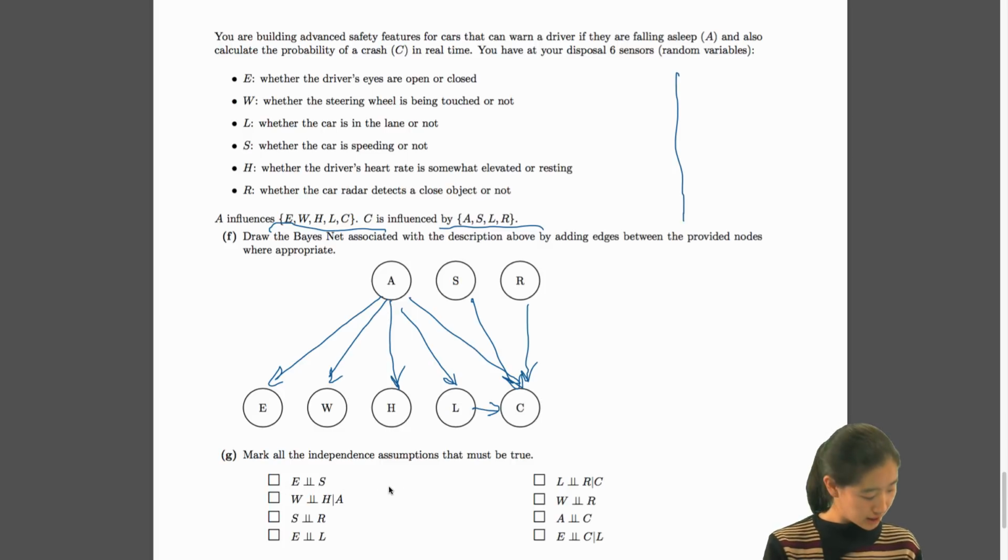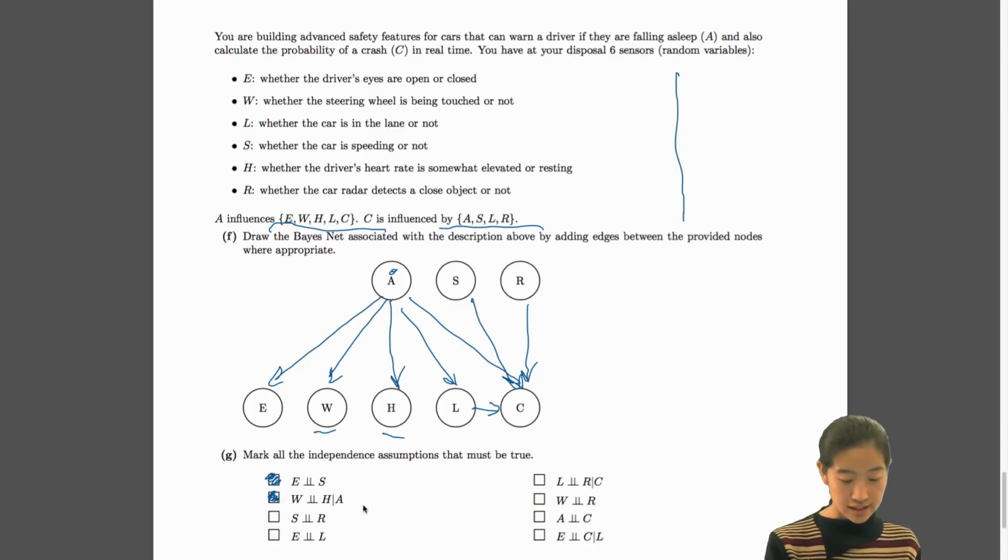So let's start with E independent from S. We have E, we have S. They don't share a common child. Oh, but that doesn't matter either way. They don't share a common parent, nor do they have a node in between them. So they are independent from each other. Nothing super special. What about W and H given A? So now this is the situation where we have a common parent, but the common cause, A, is observed. So they are indeed conditionally independent from each other.